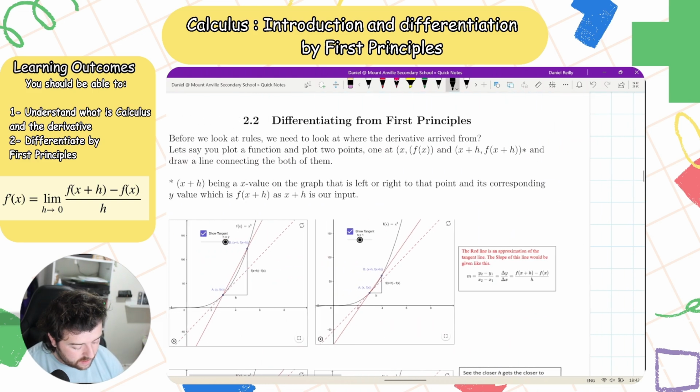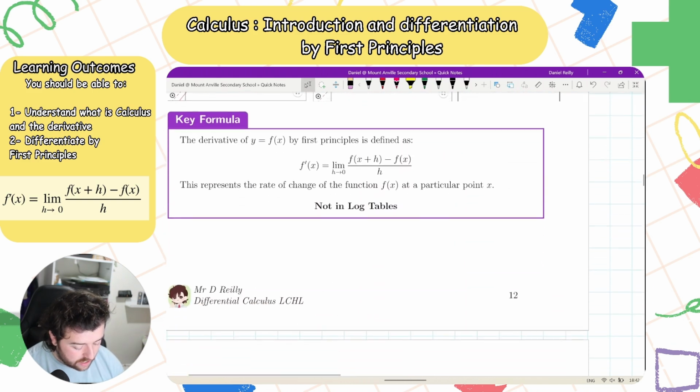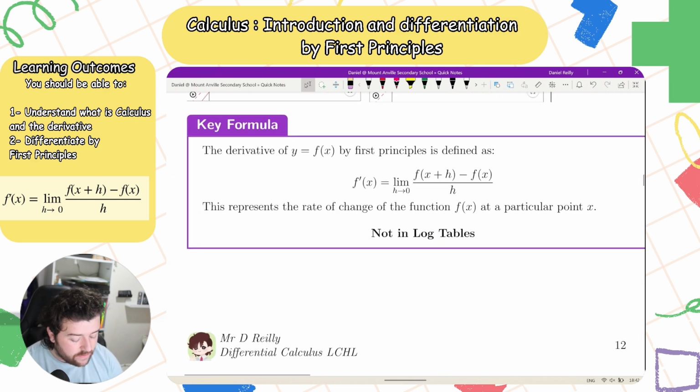So let's show you how we do it. The derivative of y equals f of x by first principles is defined by the limit as h goes to 0 of f of x plus h minus f of x all over h. This represents the rate of change of the function f of x at a particular point x. This is not in our log table, so this is something you have to learn.